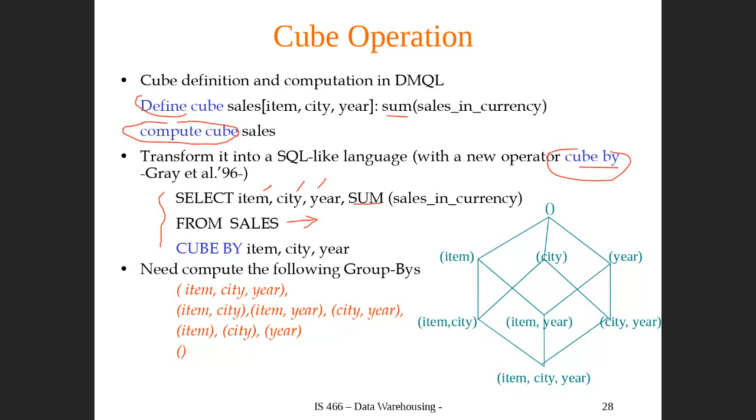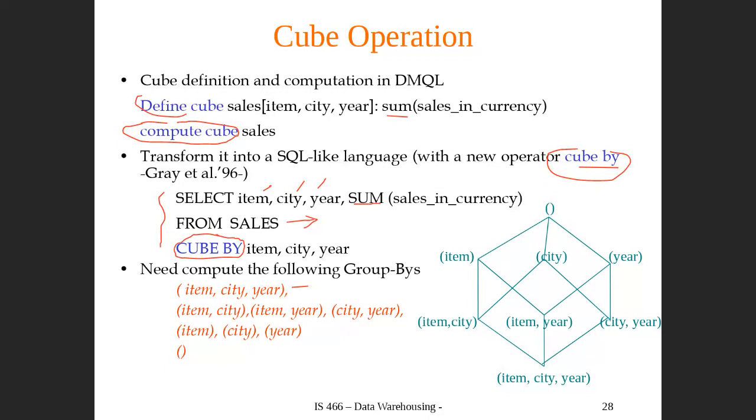Then we have another operator used in the DMQL, the cube by, which works similar to group by or order by. For example, in SQL we have the order by; here in the DMQL we have the cube by, because in the DMQL, the data mining query language, we mostly work with cubes. In the cube by, the order is item, then city, then year. We need to compute the following group by: item, city, year.